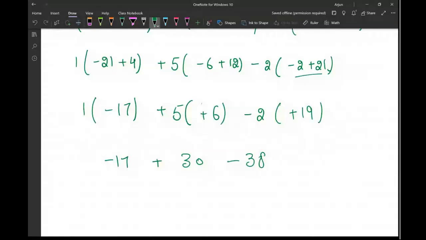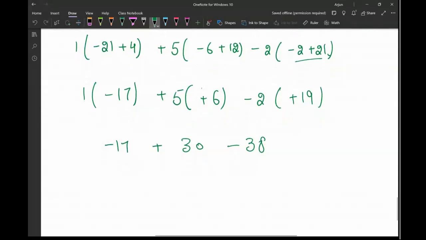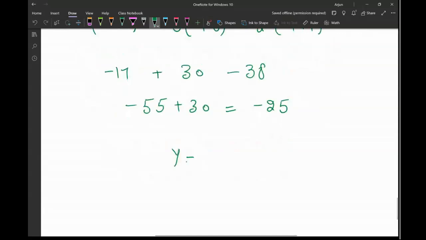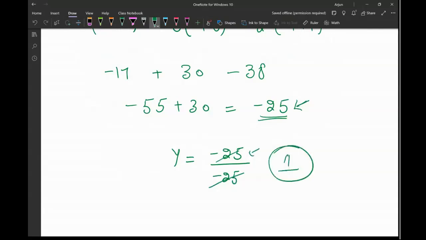All right, let's look into this math. So minus 38 plus 17, which is 50, which I got 55, minus 55 plus 30, I will get the value as minus 25, and the y value will be equal to minus 25 over minus 25. This will go on top, whatever we got from here. So that y value will be equal to 1.